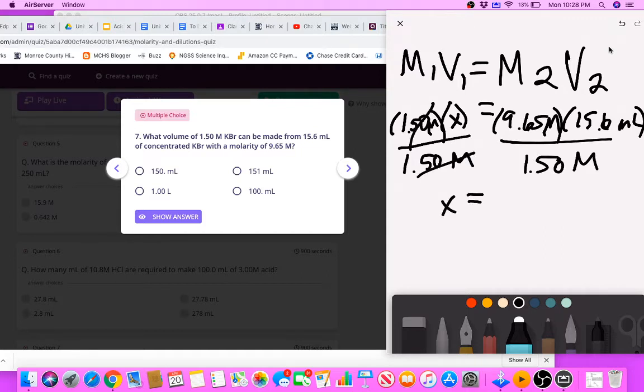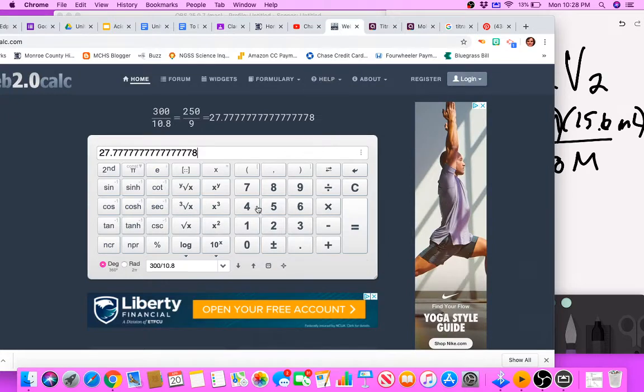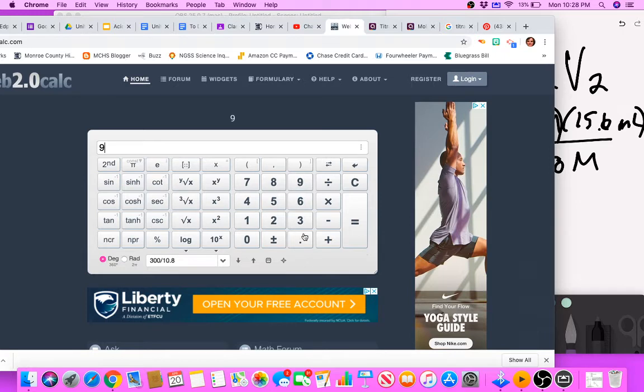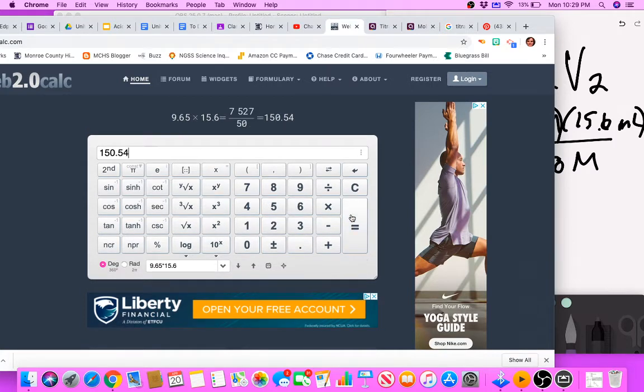Over here, we're going to have 9.65 times 15.6 divided by 1.50. So I'm going to go back to my Web Calc 2.0, and I'm going to clear, and type in 9.65 times 15.6 equals, and then I'm going to divide by 1.50, which I'm just going to say 1.5. And that's giving me 100.36.